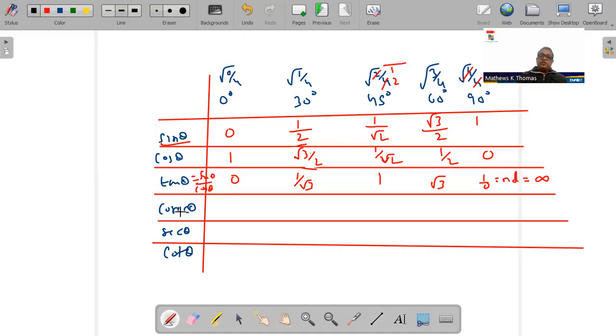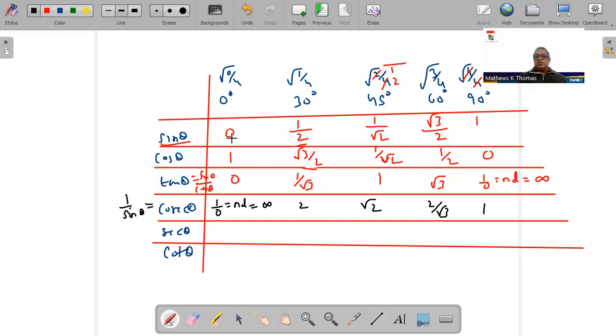Now these are all reciprocals. In the previous exercise, we've already done that cosec is the reciprocal of sine, isn't it? So when I take the reciprocal of 0, 1 by 0, that is not defined or infinite. 1 by 2 reciprocal will become 2 by 1, that is 2. 1 by root 2 will become root 2. Root 3 by 2 will become 2 by root 3. And the reciprocal of 1 is 1 itself.